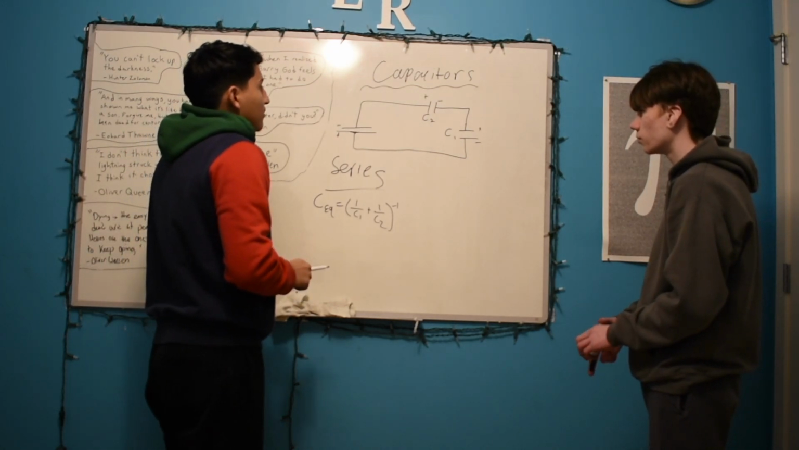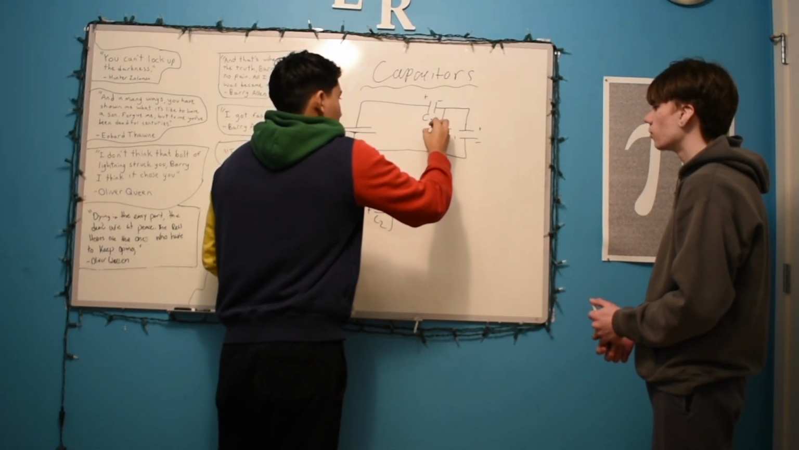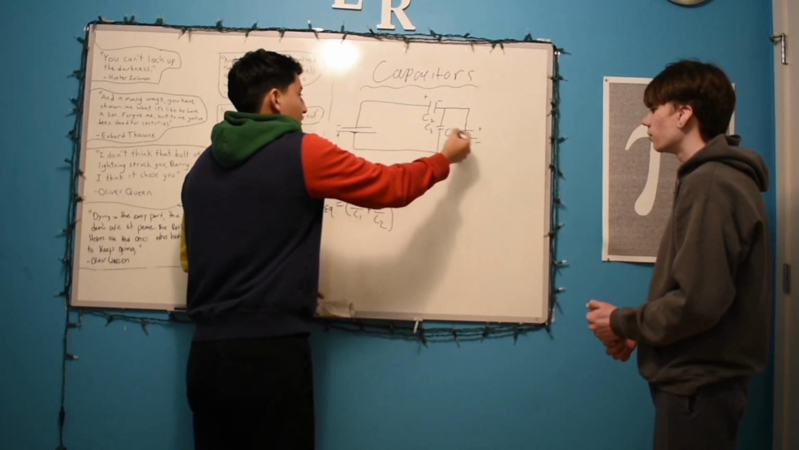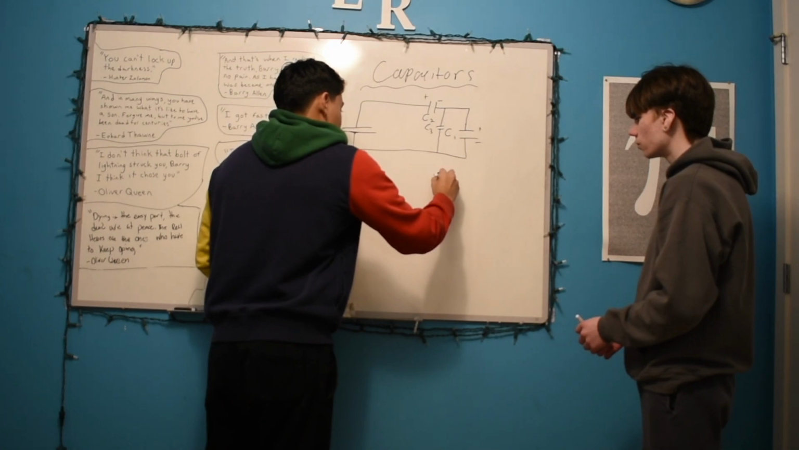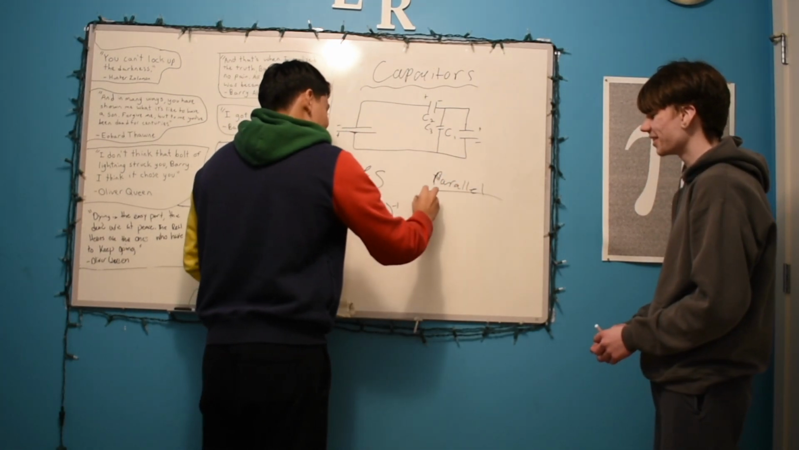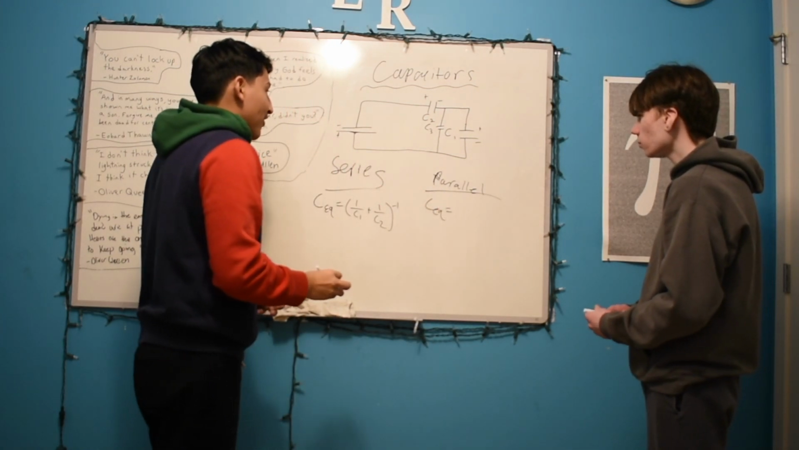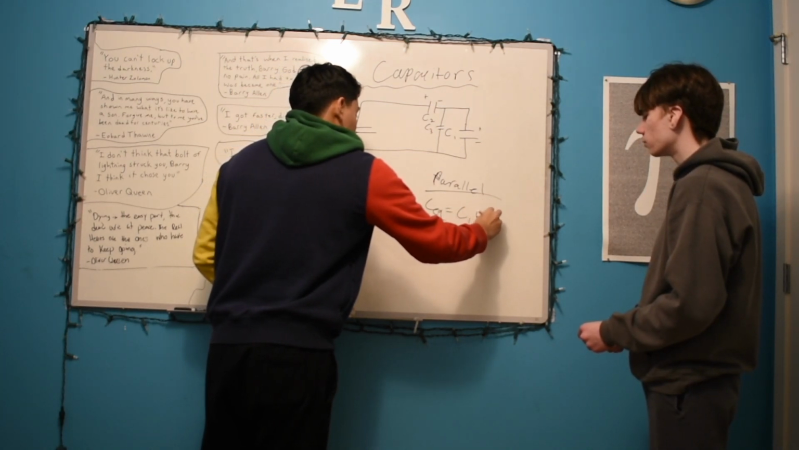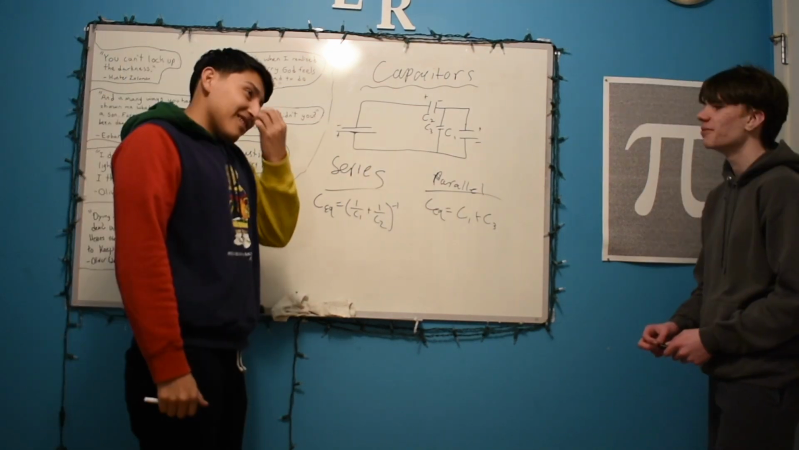And then we can just add another one. Okay, so these two dashes are the capacitors. And then to calculate the total capacitance in a parallel, you would just add the capacitors themselves, which in this case would be C1 plus C3.